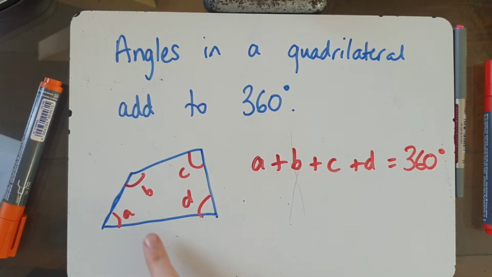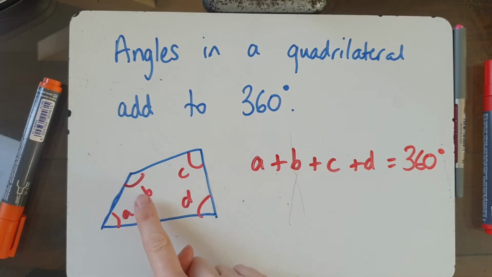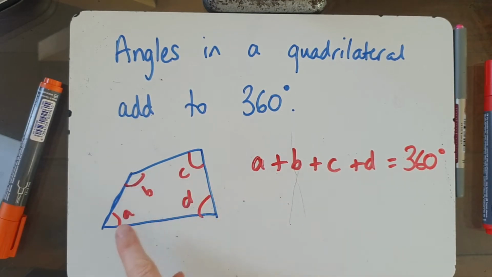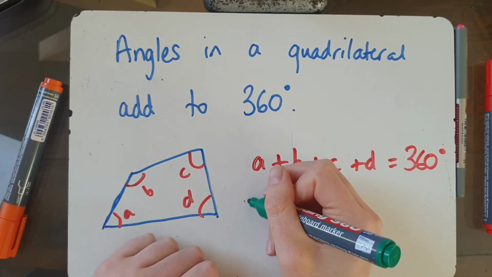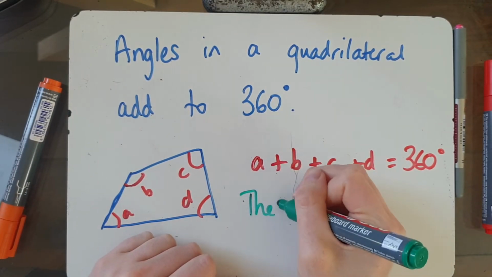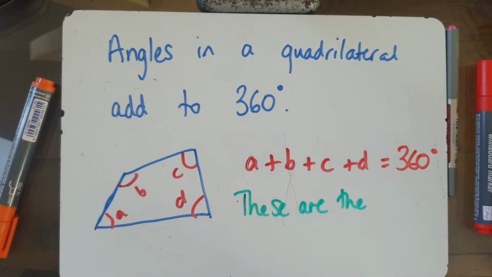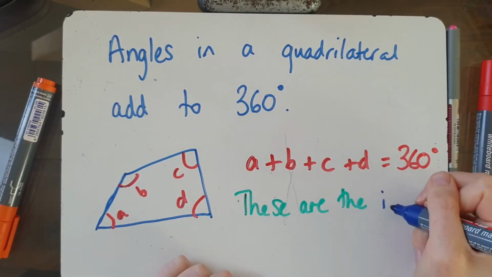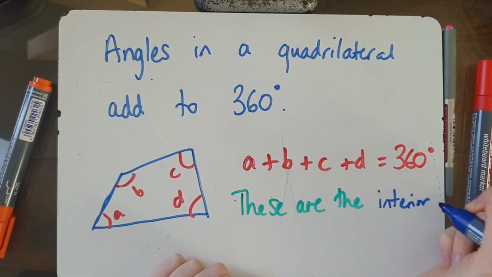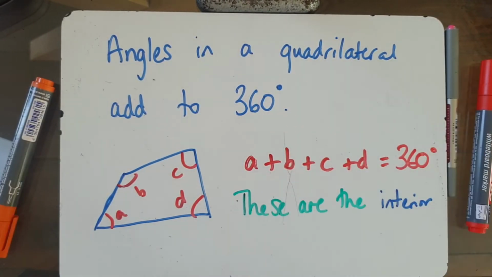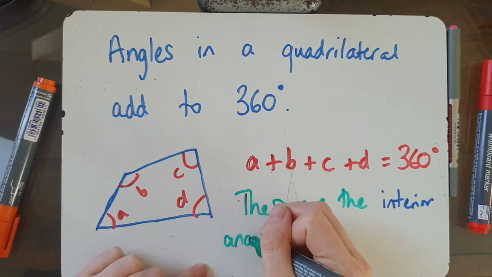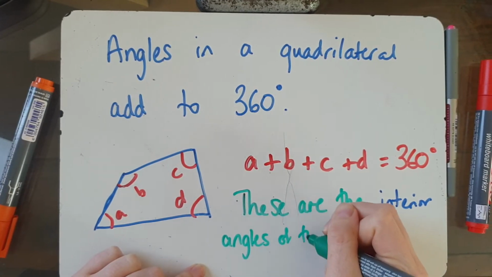So in this key bit of information, the angles we're adding up are the interior angles. So we're going to write that down as well. These are the interior angles of the quadrilateral.